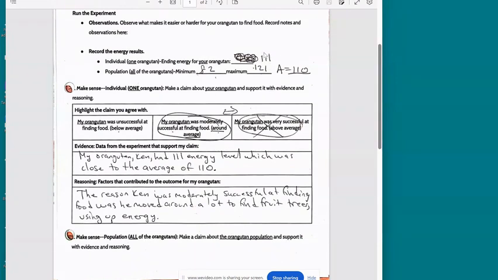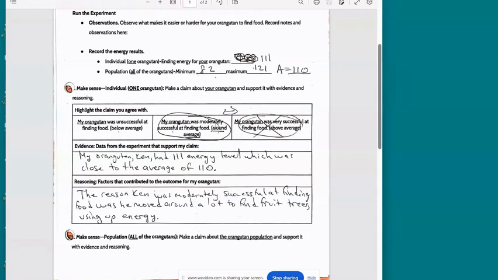This one had a really low range. So for this one, Ken's energy level was 111. The minimum was 82. The maximum was 121. And then we wrote A for average, and the average here was 110.